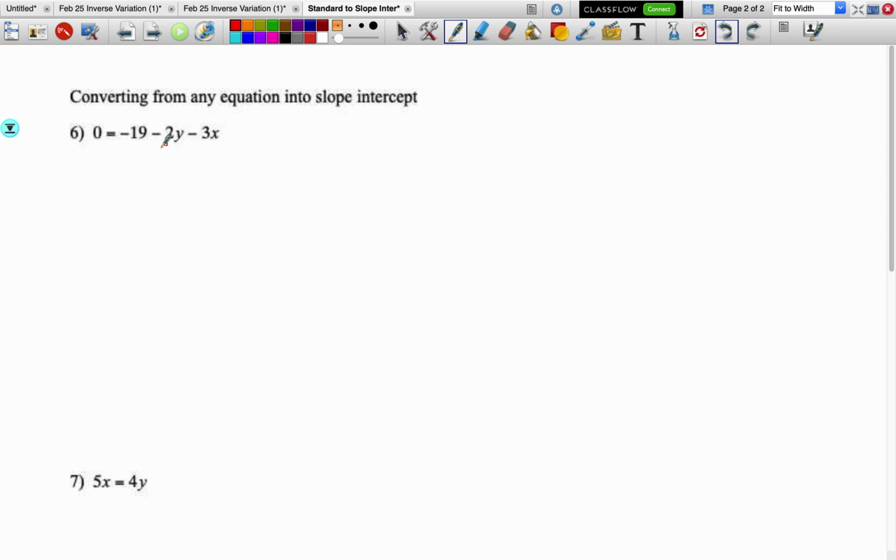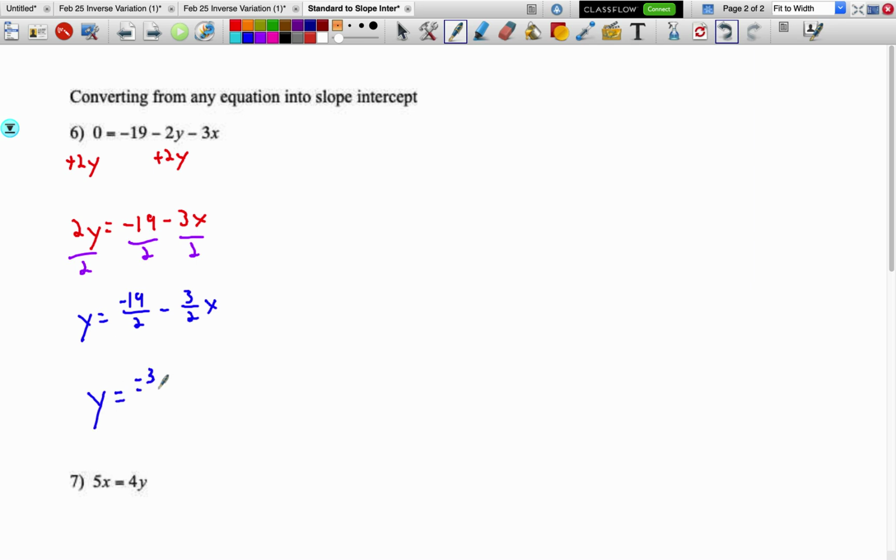The y's over here. I'd rather have it be on the other side, so I'm going to add 2y to both sides. So now I've got 2y equals negative 19 minus 3x. I want the y by itself, so I'm going to divide everything by 2. And I get y equals negative 19 over 2 minus 3 over 2x. And this looks more like b plus mx than mx plus b, so I'll just switch that around. Y equals negative 3 over 2x minus 19 over 2. And that can't be simplified any further, and I'd rather you just leave it with the fractions.